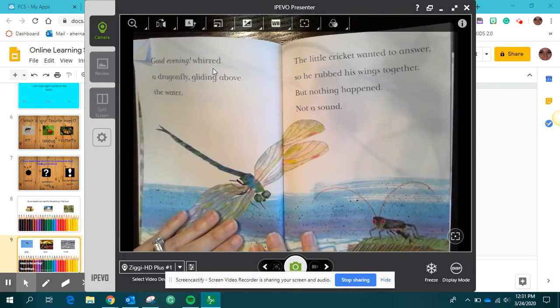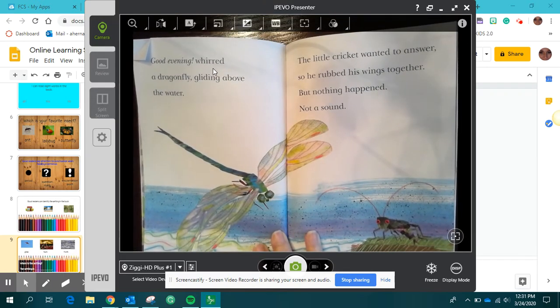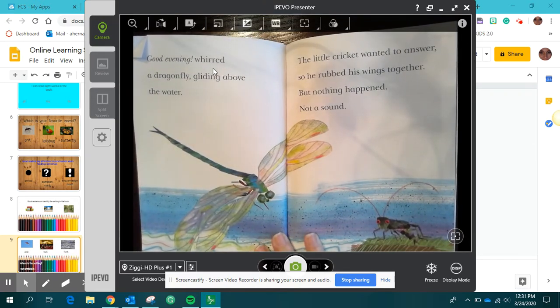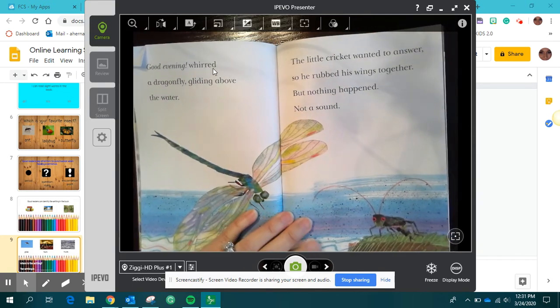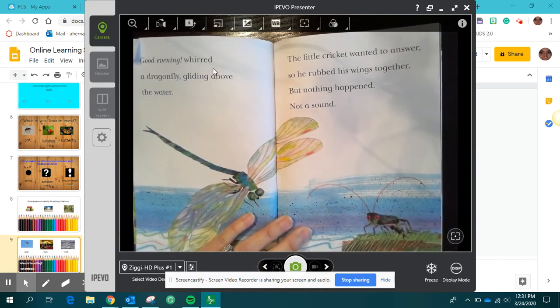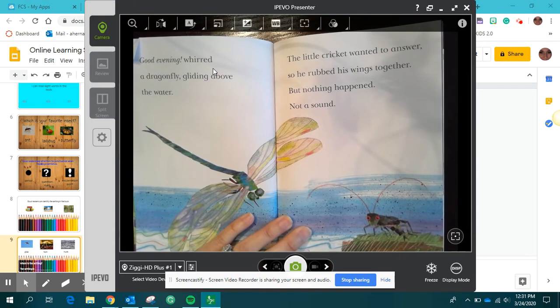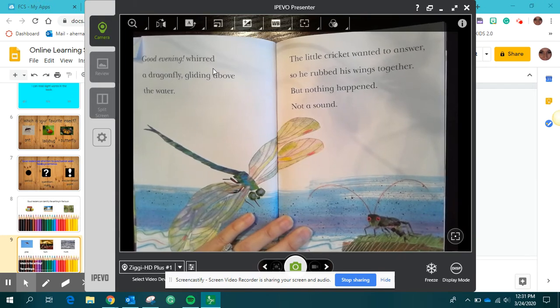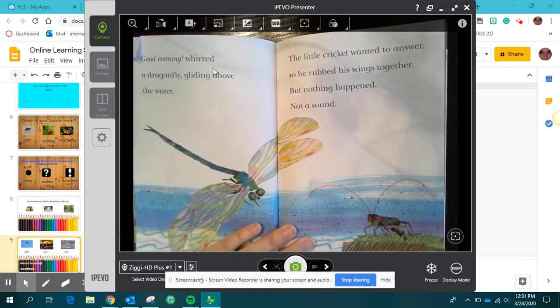"Good evening," whirred a dragonfly, gliding above the water. The little cricket wanted to answer, so he rubbed his wings together, but nothing happened, not a sound.